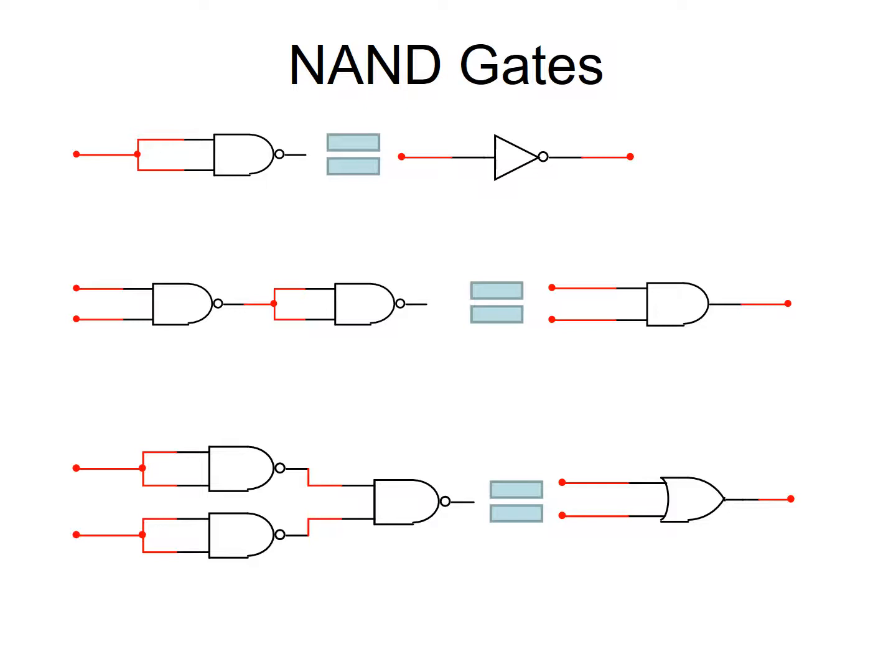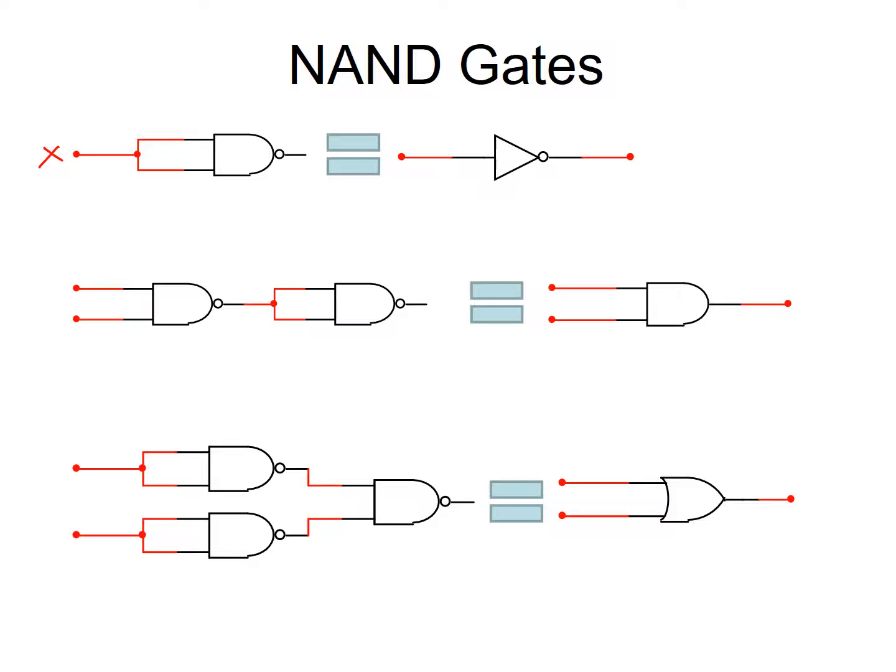This is an important slide, actually, so you might want to pause the video and copy this down. On this slide, I'm going to show you how you can use a single NAND gate to build a NOT gate, how you can use 2 NAND gates to build an AND gate, and 3 NAND gates to build an OR gate. So let's look at them one case at a time.